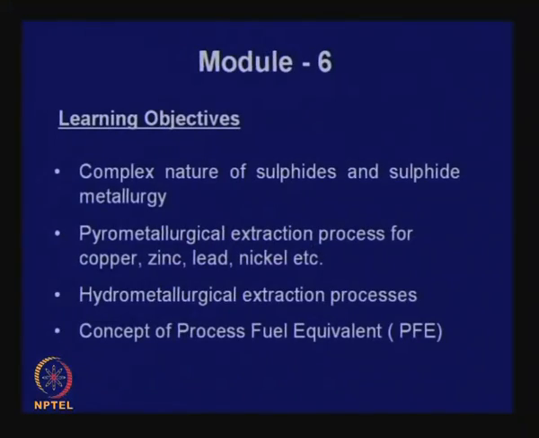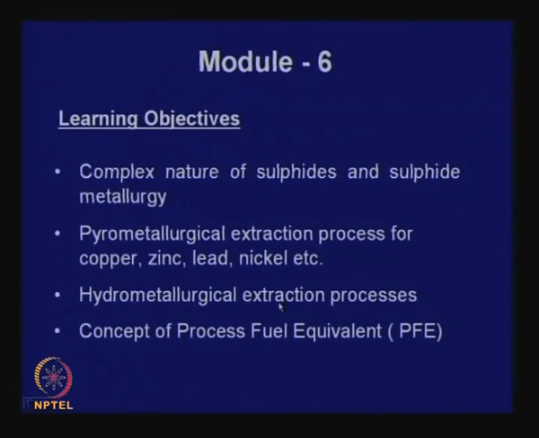In this module 6, our learning objectives will be the following: complex nature of sulfides and sulfide metallurgy. Then we will take pyrometallurgical extraction processes for copper, zinc and lead. These are three very common metals, often called base metals. We will perhaps touch nickel also, because nickel is also found as sulfides, also found as oxides. Then hydrometallurgical extraction processes for copper and zinc, not really for lead.